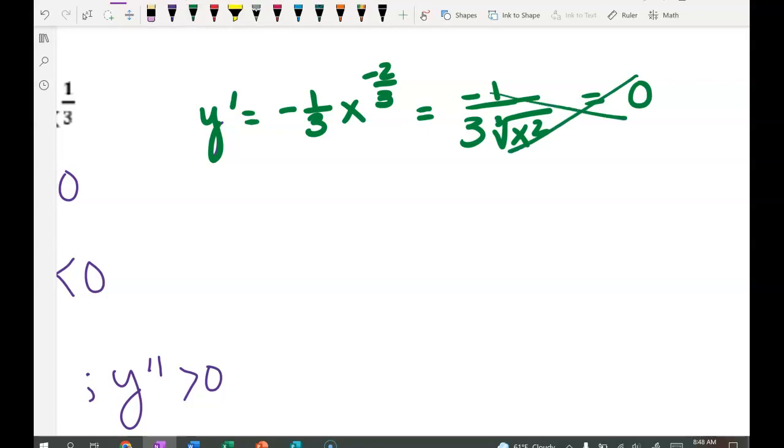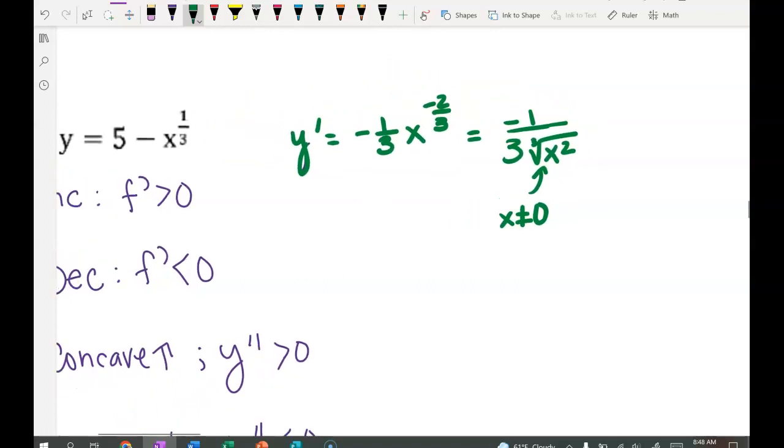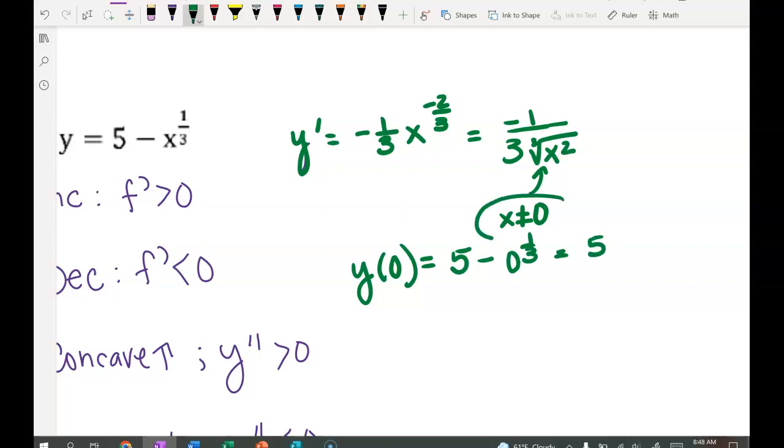But as you can see, we can go and see when it is not defined for the first derivative. Well, because we have an x in the denominator, that means x can never ever be 0. So this is the critical point, since y of 0 is okay to have, because y of 0 is just 5 minus 0 to the 1/3, which will give us 5. Okay, so that's why this is a critical point with a y value of 5.